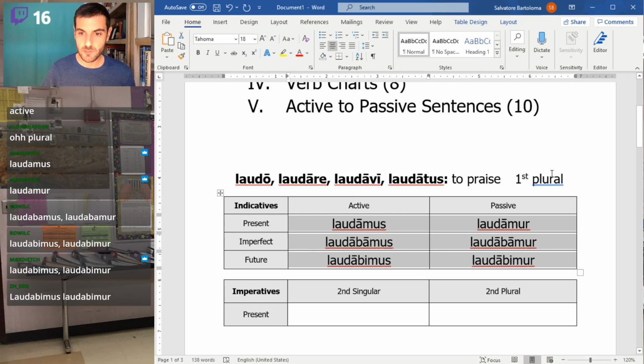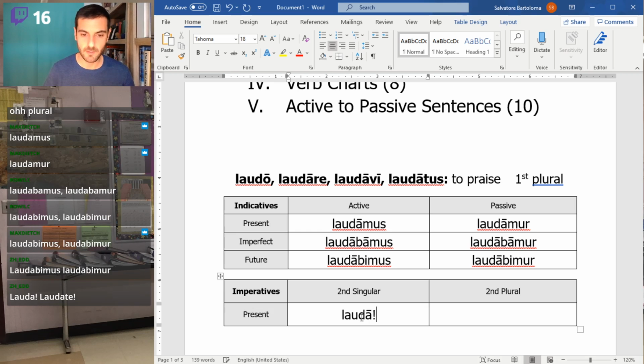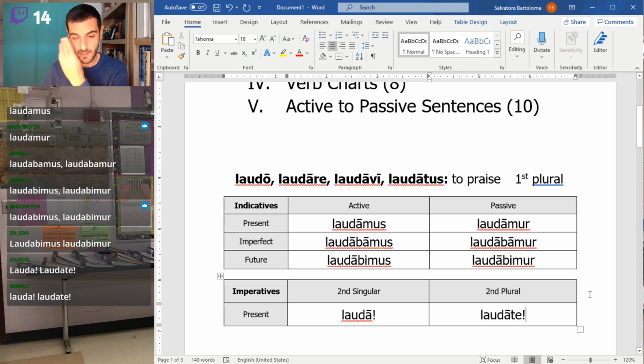Okay? When you get to the imperatives, you can ignore this first plural thing because imperatives only come in 2 forms for our purposes. They come in the you form, the second person singular. They come in the y'all form. So to make these commands, right, first one, the singular one, you basically just chop off the RE, right, and you get lauda, right? And to make it plural, fantastic, we add the TE, lauda and laudate.